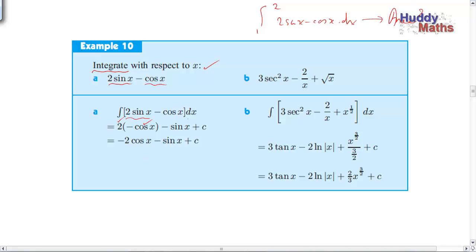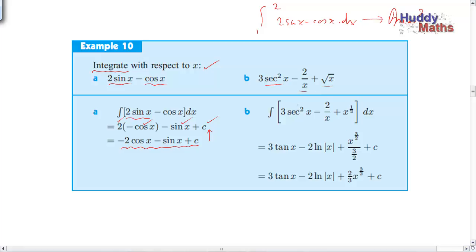Take the integral of cos, which is friendly, so it's sine x, and don't forget the c, because any function with a little constant down the end, when differentiated, will still give you the same answer. Derivative of a constant is 0. So we've got this thing. And then what about this one? Sec squared looks a bit unfriendly.